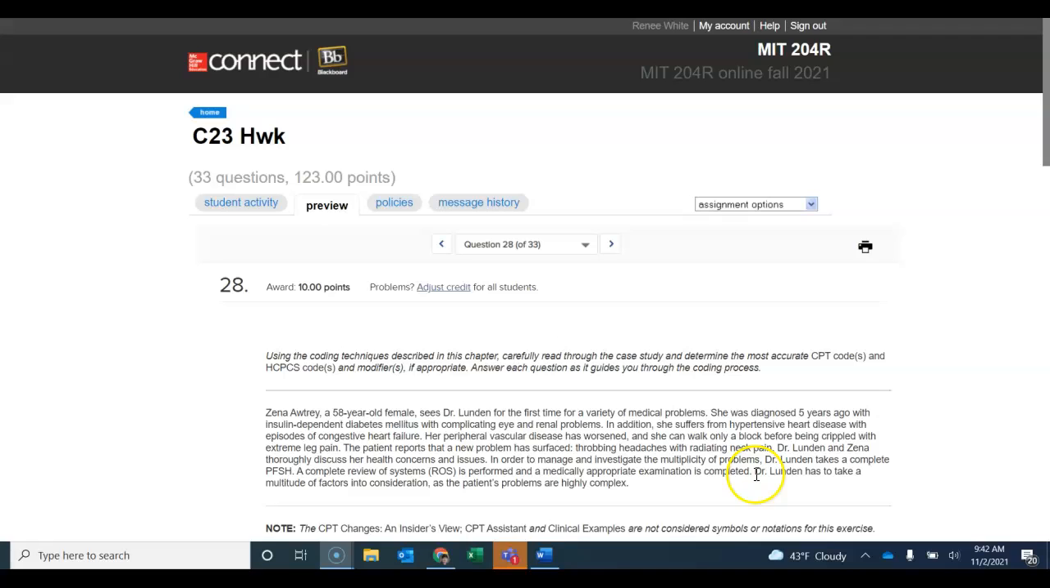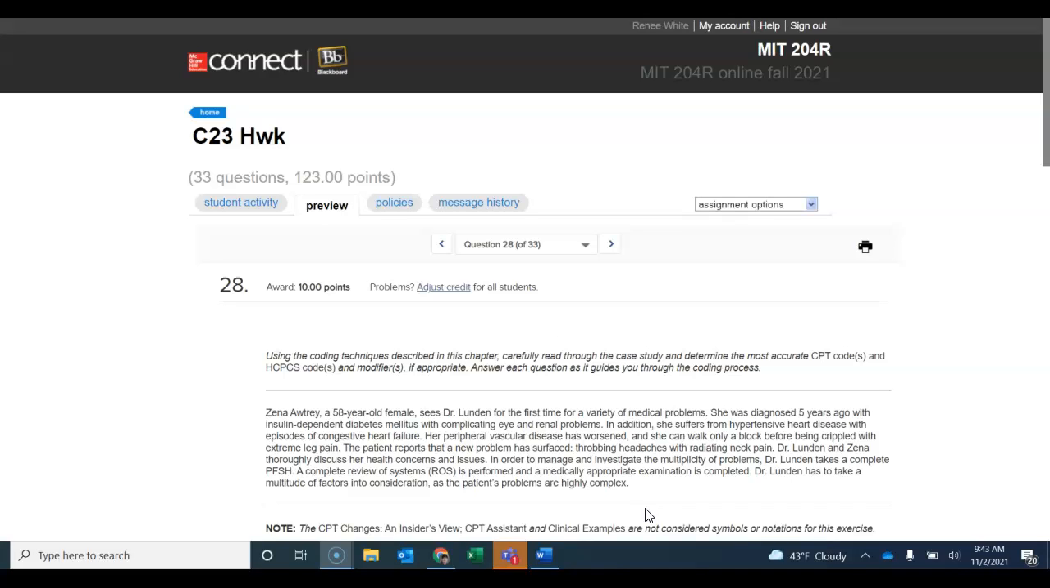So Dr. London talks with the patient about her health concerns. In order to investigate the multiplicity of problems, the doctor has to take a complete past, family, social history, a complete review of systems, and a medically appropriate exam, okay? So the doctor has to take a multitude of factors into consideration as the patient's problems are highly complex. All right.